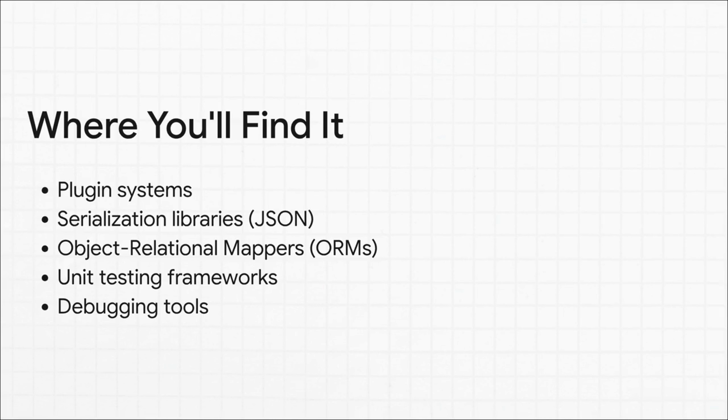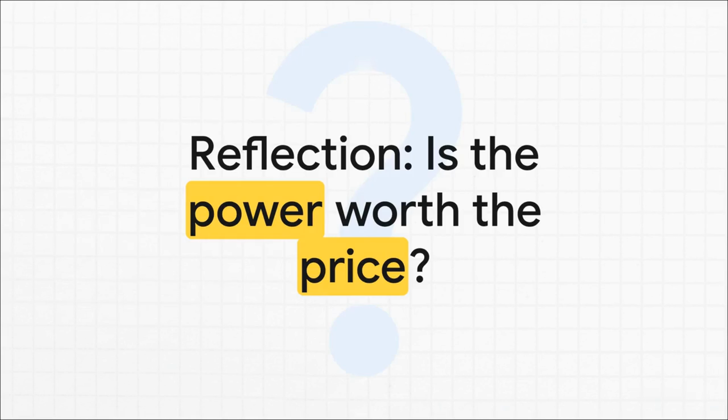ORMs, the tools that map your objects to database tables, completely rely on it. And even unit testing frameworks use reflection to automatically find and run all of your test methods. In every single one of these cases, the need for that dynamic behavior is just so important that it outweighs the performance cost. And that really brings us to the final thought here. Reflection gives you this incredible power to write code that can adapt, explore, and evolve, but it demands caution in return. It's the engine that powers truly extensible modern software. So the real question for you is, in your next project, when you need that ultimate level of flexibility, is the power of reflection going to be worth its price?